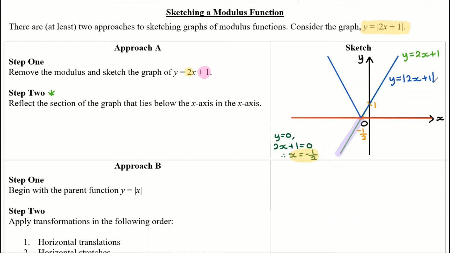And you'll notice, of course, the modulus function retains the features of the y-intercept at 1 and the x-intercept at -1/2. Okay, but the x-intercept is now the point of reflection. All right, so that's the first approach: sketching the graph without the modulus and then applying the modulus by performing a reflection.